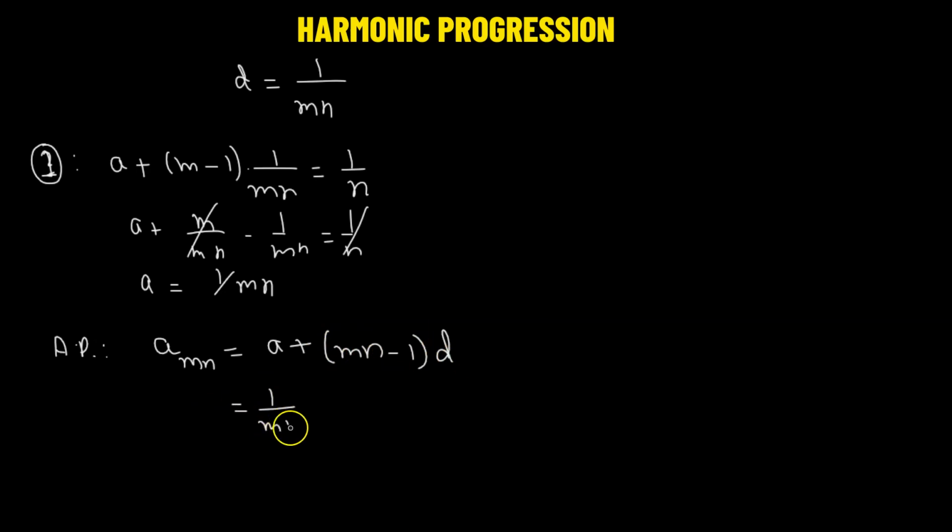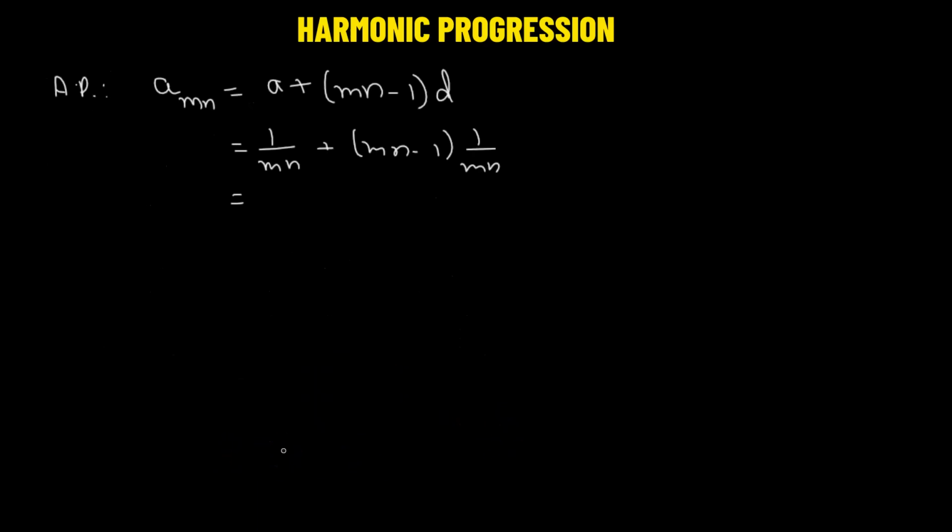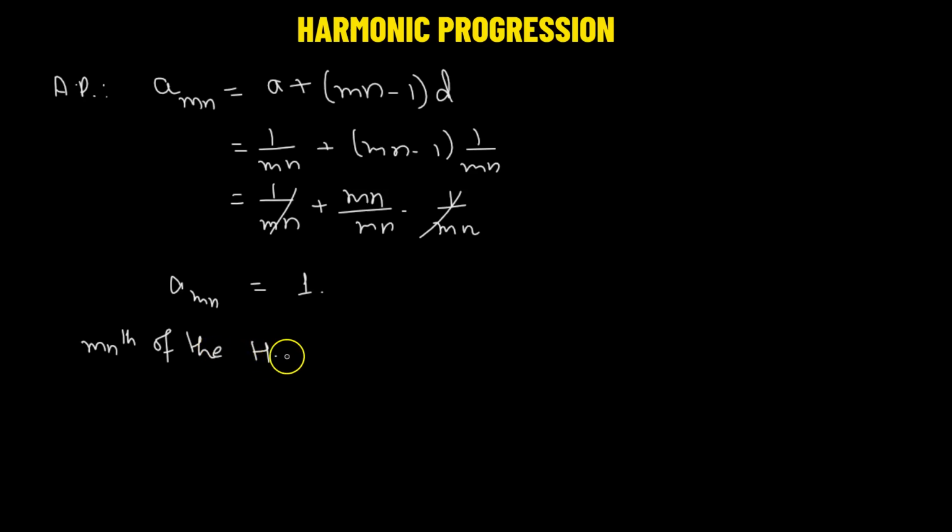Let's substitute the value of a with 1 over mn plus mn minus 1 times 1 over mn. So we have 1 over mn added to mn over mn minus 1 over mn. So the first and the third terms cancel out and we are left with 1, which means that the mnth term of the arithmetic progression is 1. But we need the mnth term of the harmonic progression, which is simply the reciprocal of the mnth term of the arithmetic progression. So this is going to be equal to 1. So this is the final value.